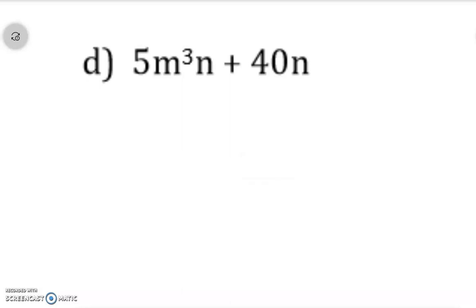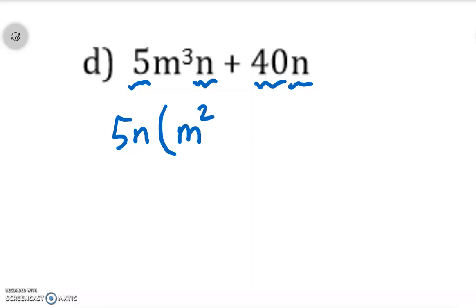Next one, we definitely have a GCF here. We have coefficients of 5 and 40. So we have a common factor of 5, and then they both share a factor of n that we can factor out. So 5n is our GCF. If I divide that out, I'm going to have m, not squared, it's still cubed. And we have plus 8 remaining, which gives us a sum of 2 cubes.